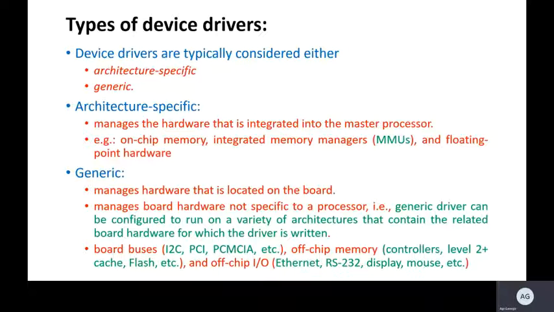Okay, so the first one is architecture specific. You can manufacture controllers with their own integrated memory, then hardware: RAM, ROM, all these things. For that you require device drivers, which are architecture specific, because the hardware is integrated on the master processor. Examples are on-chip memory and integrated memory managers, that is, the MMUs.